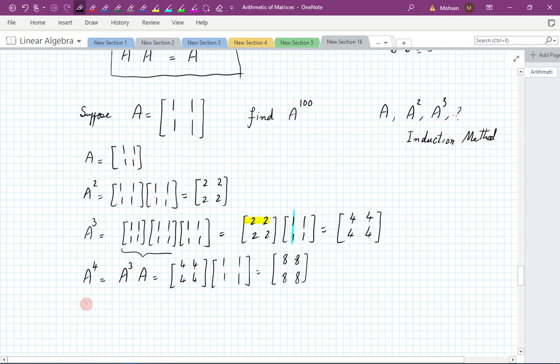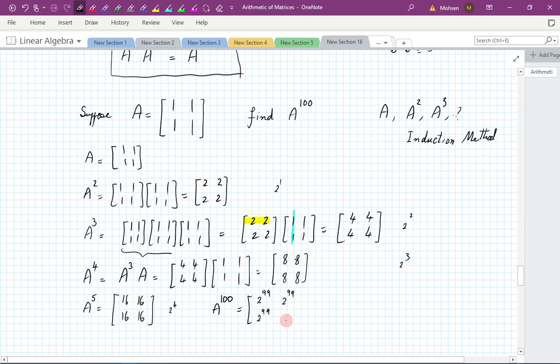What is happening? Can you tell me right off the bat what A to the 5 is going to be? Does everybody see that it's going to be 16, 16, 16, 16, and so on? So what's going to be A to the power of 100 then? Well, when I have power 2, I have 2 to the power of 1. This is 2 to the power of 1, this is 2 to the power of 2, this is 2 to the power of 3, this is 2 to the power of 4. Always one less than the power I needed. So it stands to reason that it's going to be 2 to the power of 99.